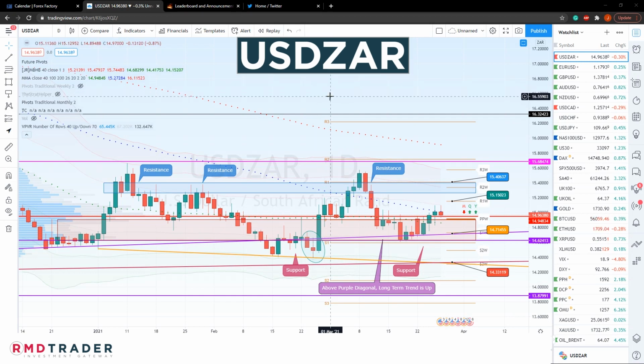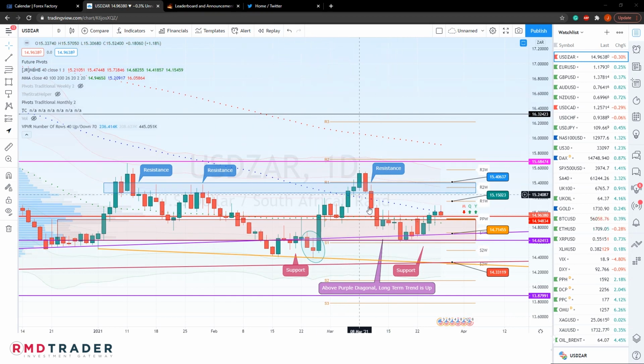Starting with the US dollar to South African rand, we can see that price has now bounced from support, and currently we are still trading below the daily 100 SMA. I believe that if we can make a new high and get above our weekly R1 pivot at about 15.15, it will be possible to then retest upper resistance at about 15.40. A break above that would then set up a new bullish trend.